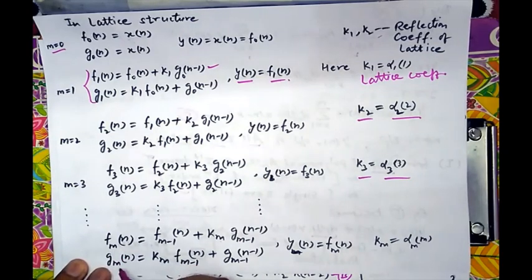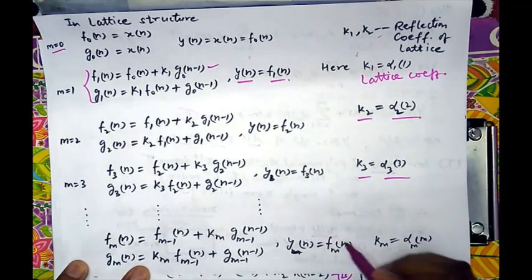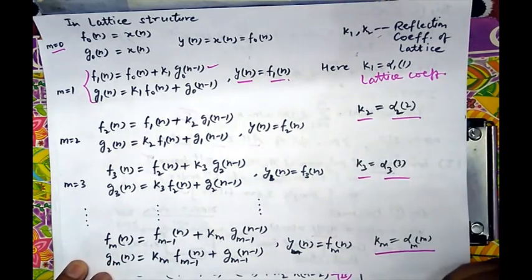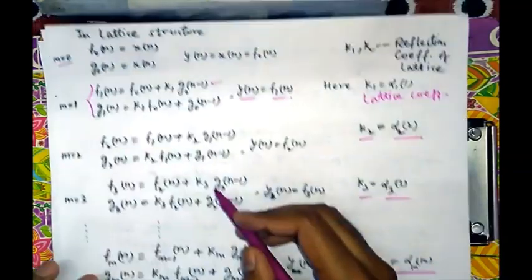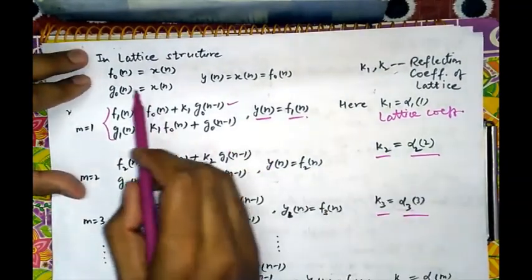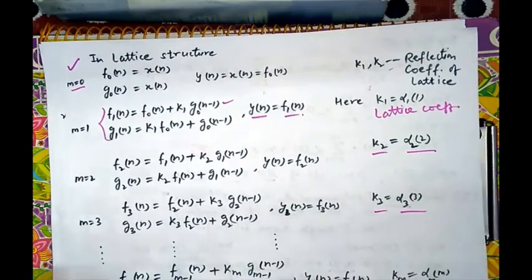And third, g_m(n) is equal to k_m f_{m-1}(n) plus g_{m-1}(n-1), and y(n) is equal to f_m(n), the current value, the present value, the m-th order value, and k_m is equal to alpha_m(m). You can check out here, and you can pause the video and study it carefully, because this is a very important slide and we will call it again and again. Again you can summarize these values because we will call it again and again.